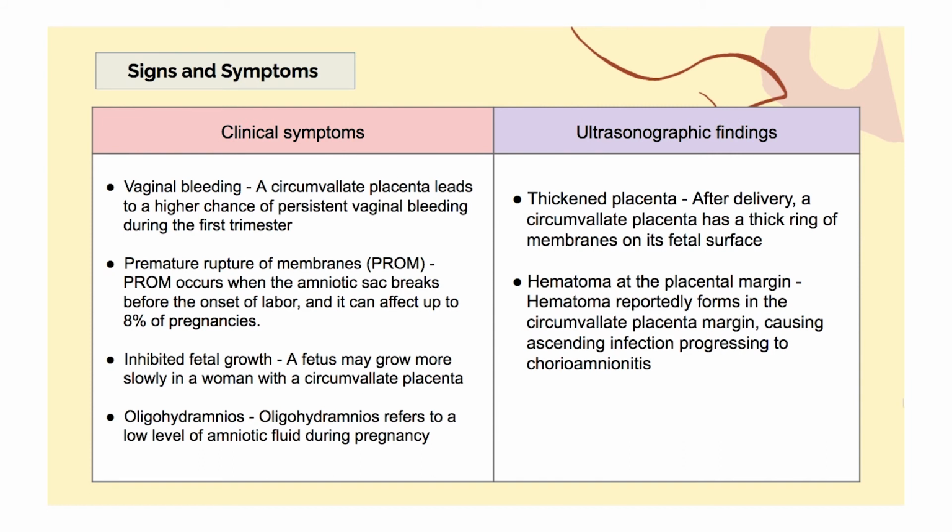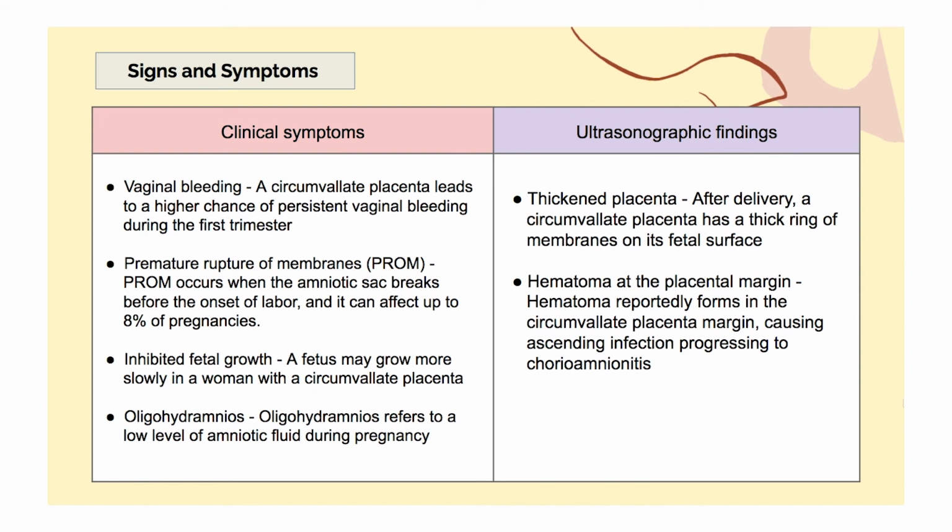There is also premature rupture of membranes, so PROM. PROM occurs when the amniotic sac breaks before the onset of labor, and it can affect up to 8% of pregnancies. If the rupture happens in the first 37 weeks of pregnancy, doctors refer to it as preterm PROM or PPROM. Inhibited fetal growth. A fetus may grow more slowly in a woman with a circumvallate placenta. Oligohydramnios is also observed, and it refers to a low level of amniotic fluid during pregnancy.